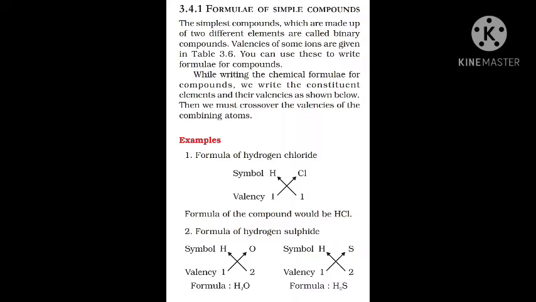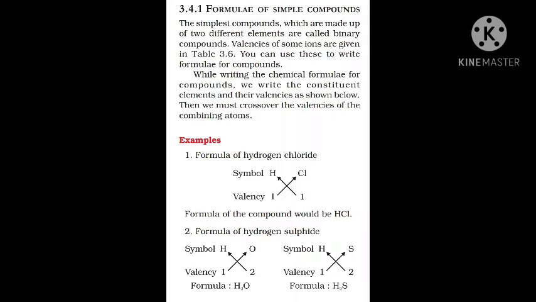Example 1. Formula of hydrogen chloride. Symbol for hydrogen H, chlorine Cl. Valency of hydrogen 1, then Cl 1. After that, you crisscross the valencies, you will get the formula of the compound as HCl.